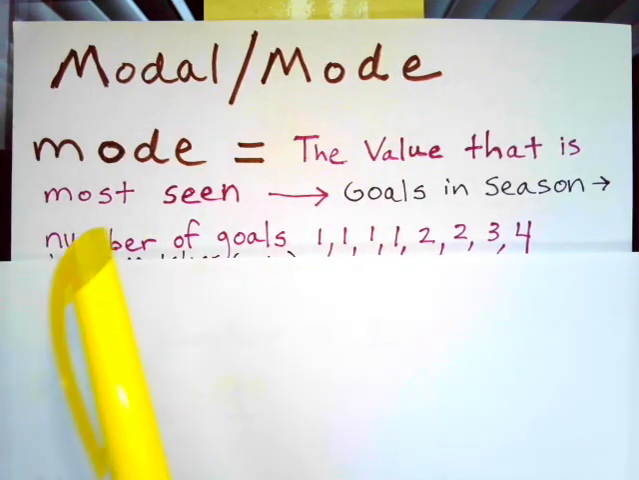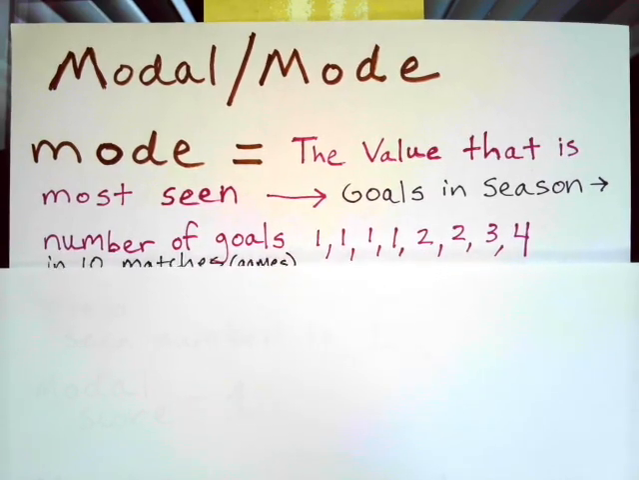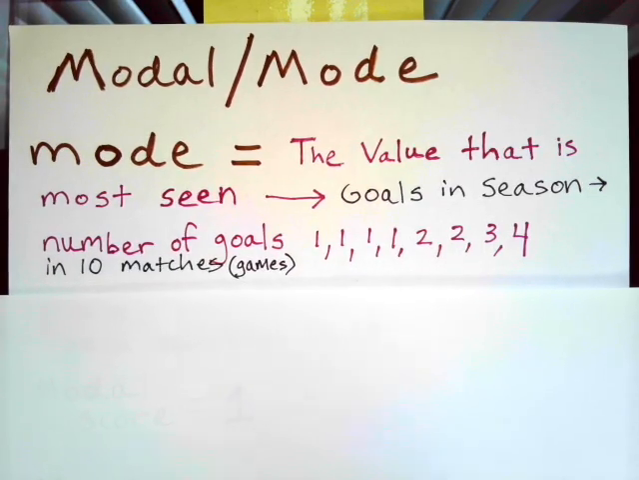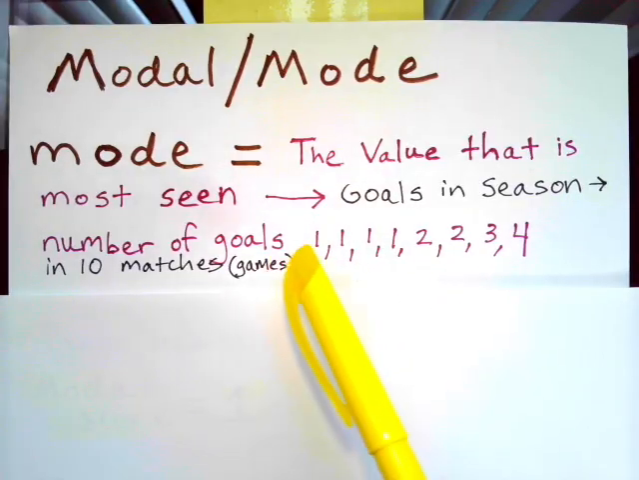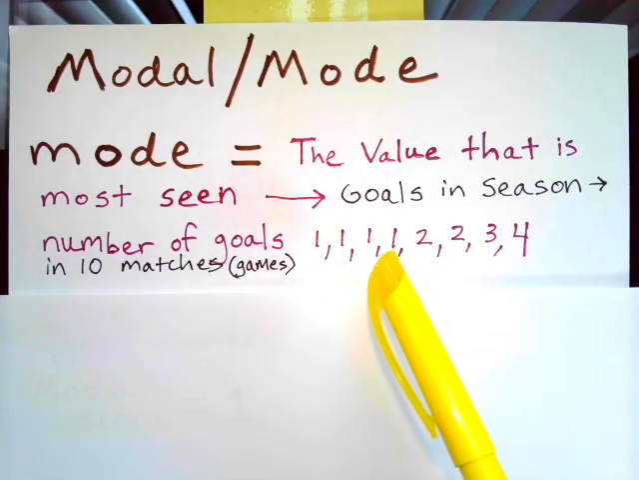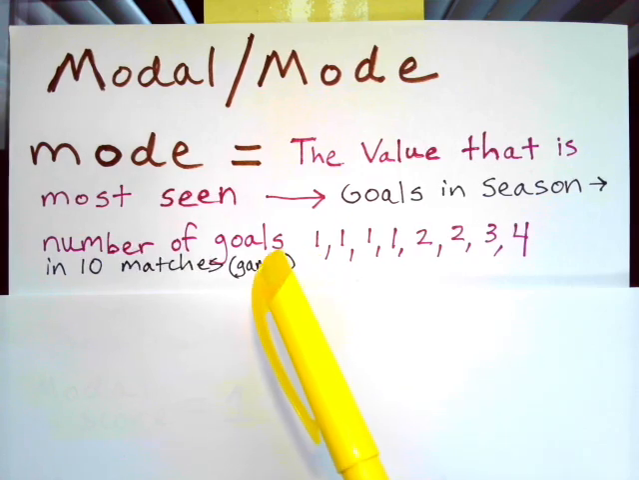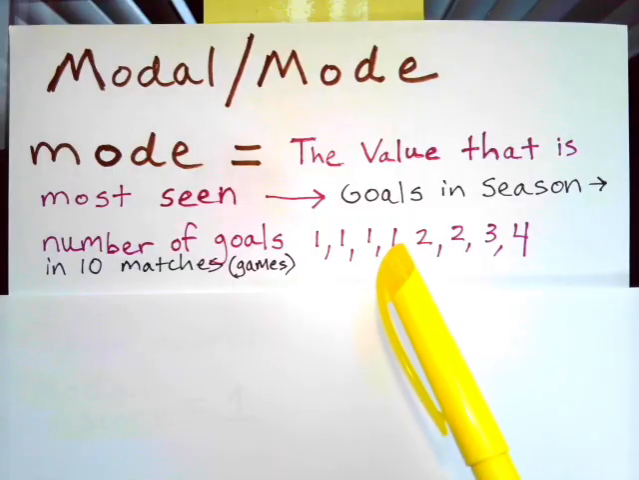Mode is the easiest to find out of all 3 of these tendencies of measurement, and which is seen most often out of these 10 matches? Well, I've got 2 2s, 1 3, 1 4. I have 4 1s. So out of the 4 games, there was 1 goal scored, as you can see here.